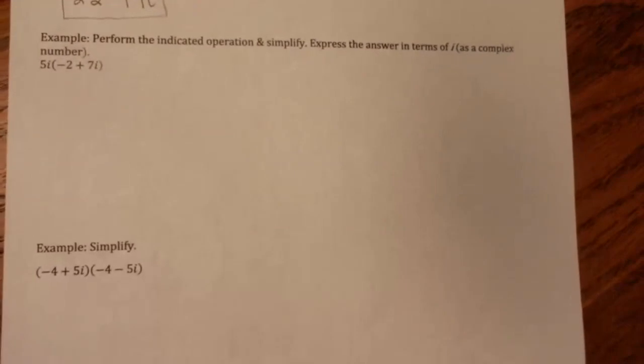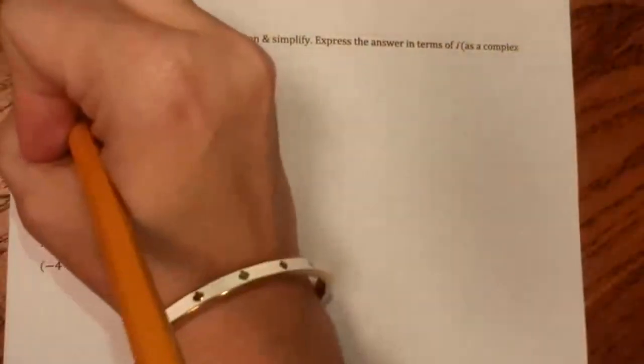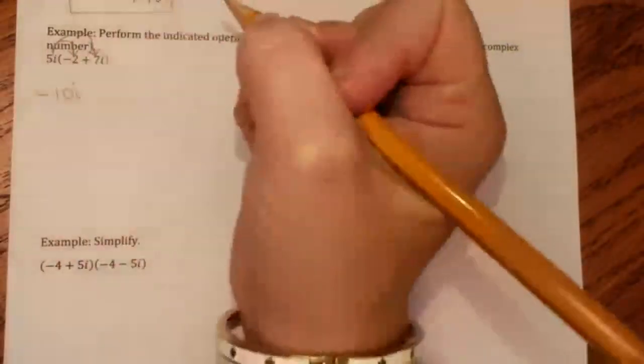Next one, perform the indicated operation and simplify. Express your answer in terms of i as a complex number. 5i times negative 2 plus 7i. I could distribute this just like if i was a normal variable. So 5i times negative 2 would give us negative 10i, and 5i times positive 7i, 5 times 7 would give us positive 35.